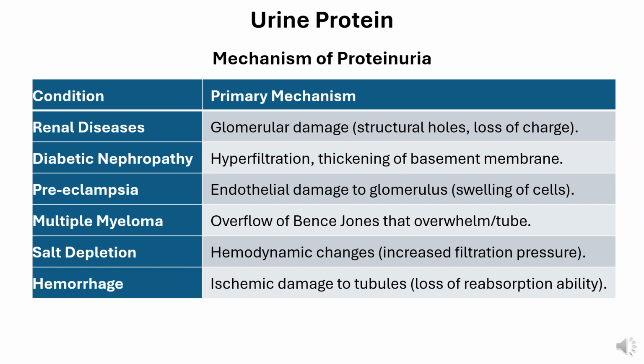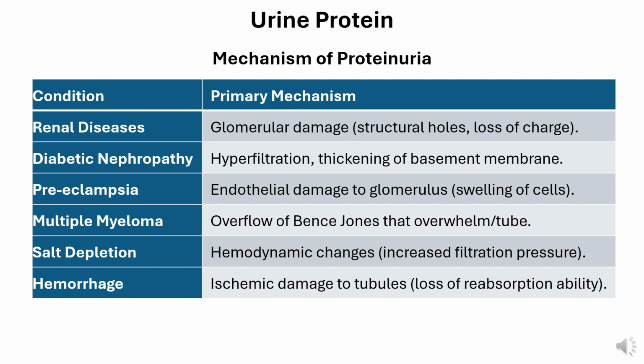2. Diabetic nephropathy. This is the leading cause of end-stage renal disease in the U.S. The mechanism is related to hyperfiltration injury by high blood sugar. 3. Preeclampsia. Proteinuria after 20 weeks of pregnancy is a defining feature of preeclampsia, along with hypertension. The mechanism is related to endothelial damage to glomerulus, swelling of cells.